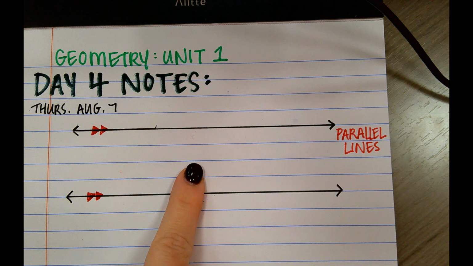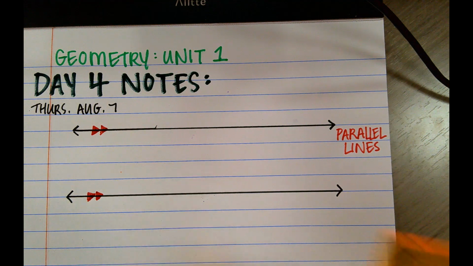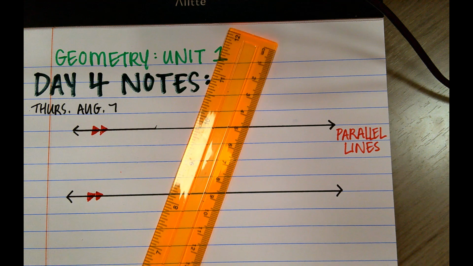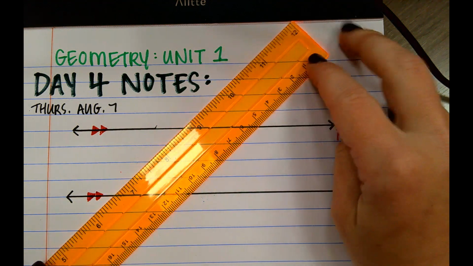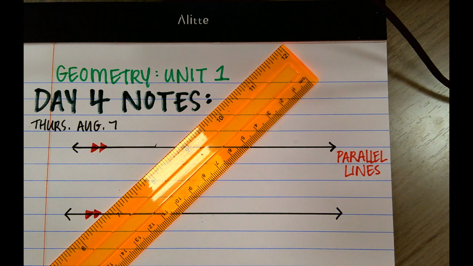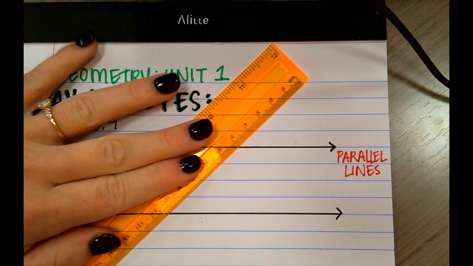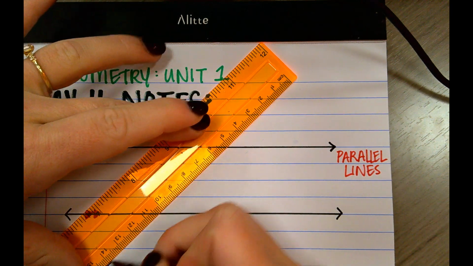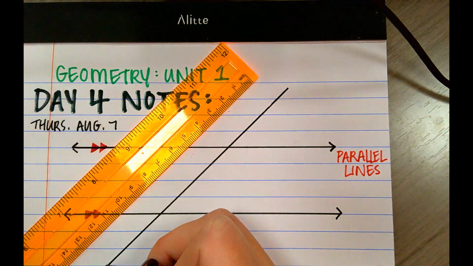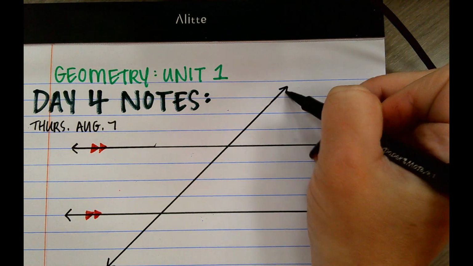Now going through these parallel lines, we're going to draw a third line. And I'm going to make it kind of tilted like this. And we want that line to cross through both parallel lines, just like this.